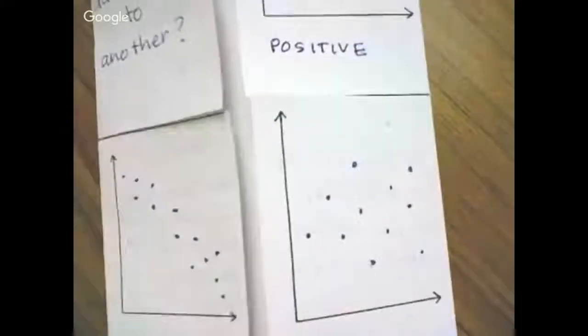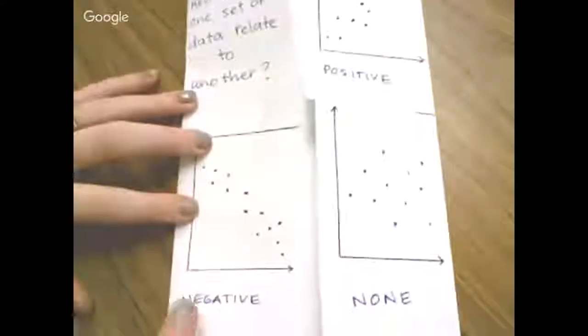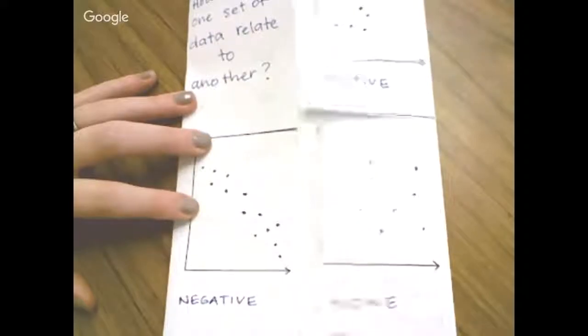So altogether, we have positive, negative, and none in terms of our correlation.